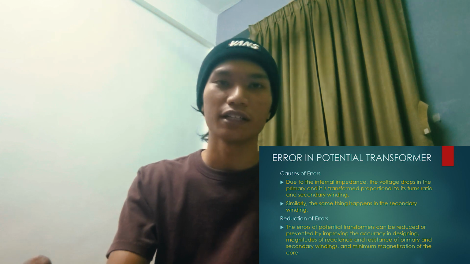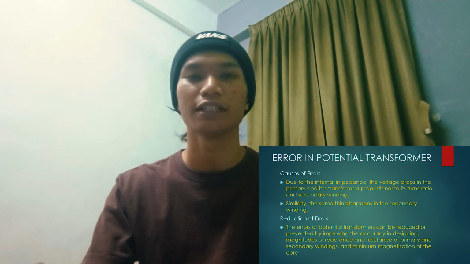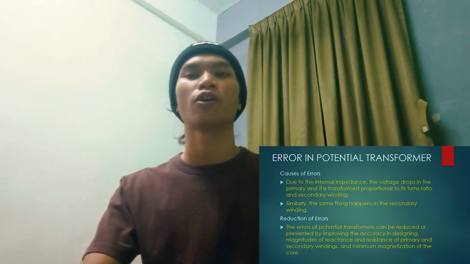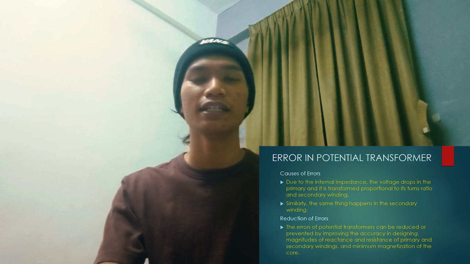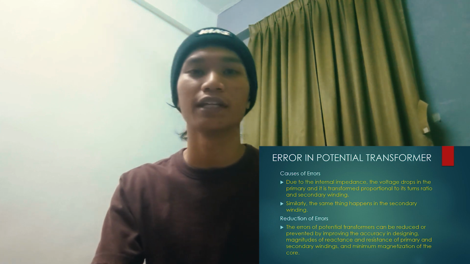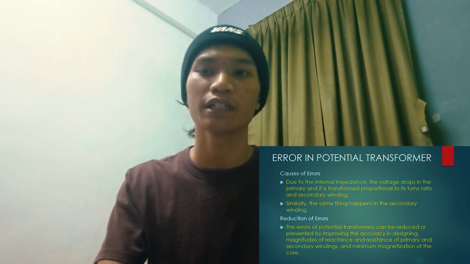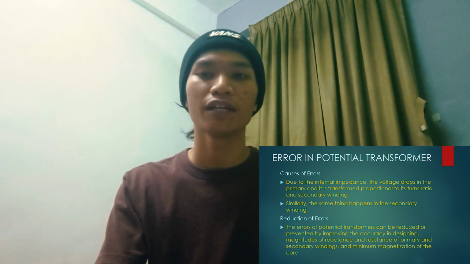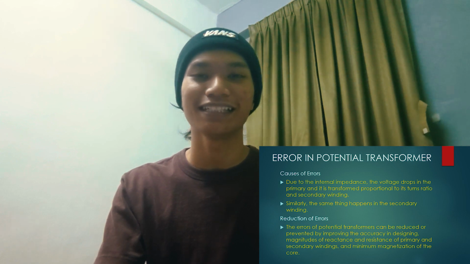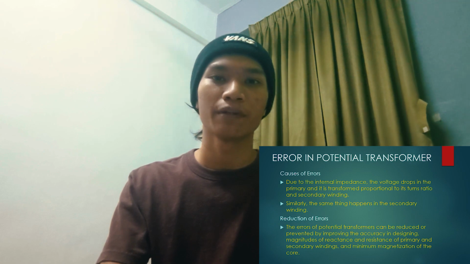The cause of error is the internal impedance. The voltage drops in the primary, and it is transformed proportional to its turn ratio in the secondary winding. Similarly, the same thing happens in the secondary winding. Reduction of errors: the errors of the potential transformer can be reduced or prevented by improving the accuracy in designing the magnitudes of reactance and resistance of the primary and secondary winding.